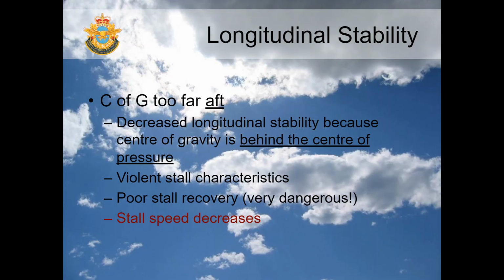However, what if the center of gravity is too far back? This will decrease longitudinal stability since the center of gravity is behind the center of pressure. This will account for violent stall characteristics, poor stall recovery, but the stall speed will decrease, meaning it will be less likely for the aircraft to stall, compared to a center of gravity too far forward.